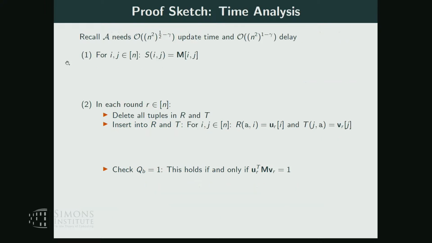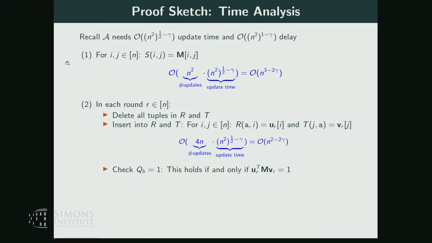Good. So let's actually see the time analysis. Recall that A needs this amount of update time, where you see I replace the big N by n squared, and also here, I replace the big N by n squared for the delay. So how much time do we take here? Well, we have this amount of updates in the worst case because we have this amount of entries in M, and for each of them it takes this update time. So that gives us something of this form, n to the power of 3 minus 2 gamma. Now let's see in each round what happens. We have 4n updates because, in each of the 2 relations R and T, we delete first and then we insert.